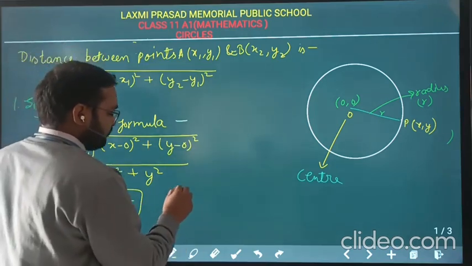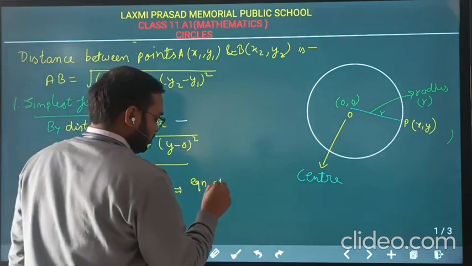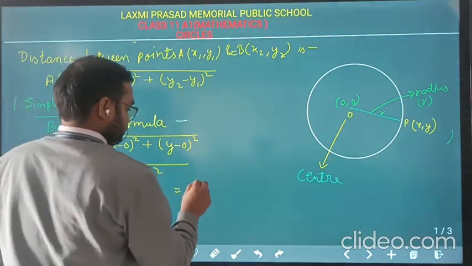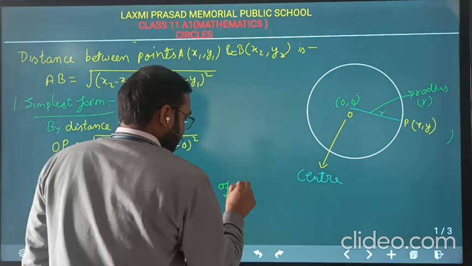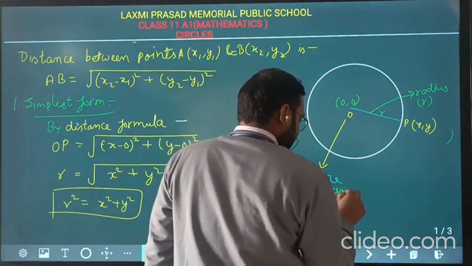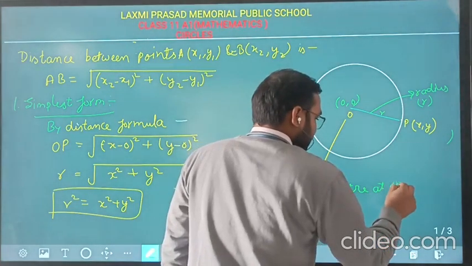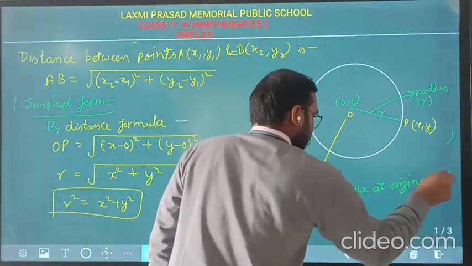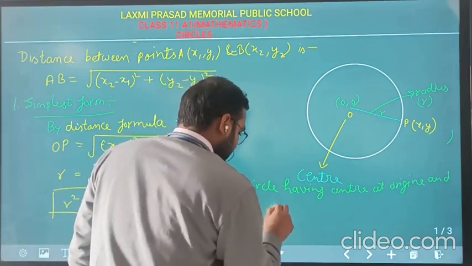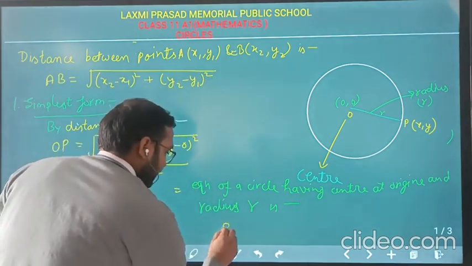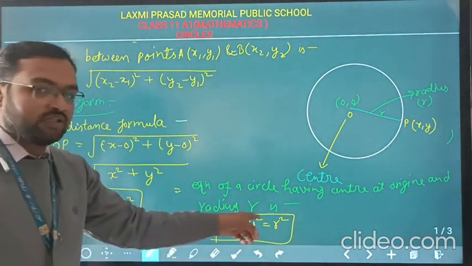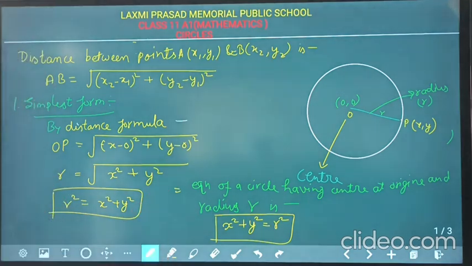So we can say the equation of a circle having center at origin and radius R is x square plus y square is equal to R square, and that is known as the simplest form or standard form of the circle.